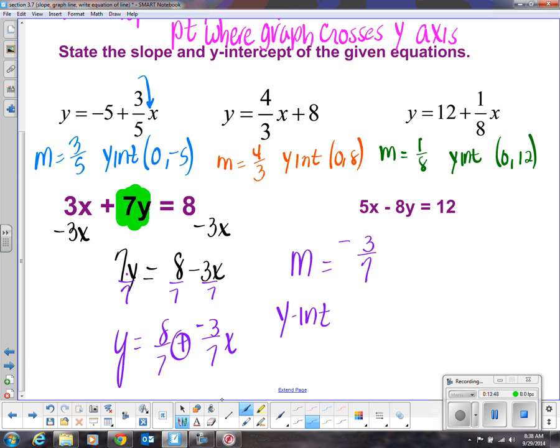So y-intercept, Miriam, and you're going to write it in ordered pair form. Is there an x with 8? On the y-axis, we have not moved over left and right, but we'll always be on the y-axis. 8/7 is the y-intercept. Okay.